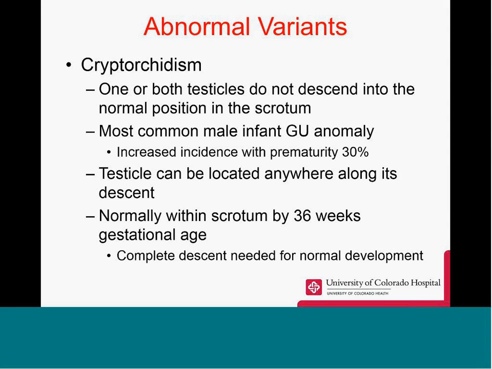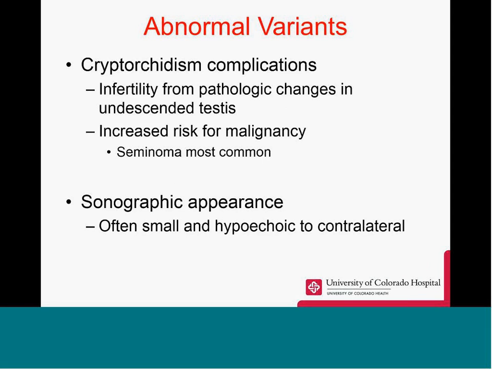Normally, we should see the testicles within the scrotum by 36 weeks gestational age. Complete descent is needed for normal development of that testicle. Some complications of cryptorchidism: infertility. This is due to the pathological changes from the undescended testis. And then there is an increased risk for malignancy, seminoma being the most common. This can also occur within the non-cryptorchid testis as well.